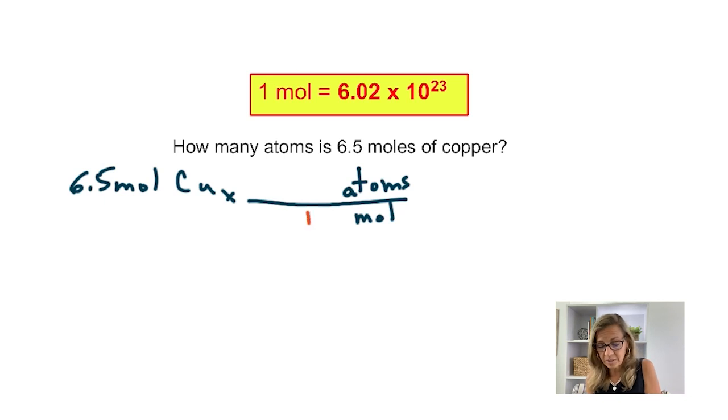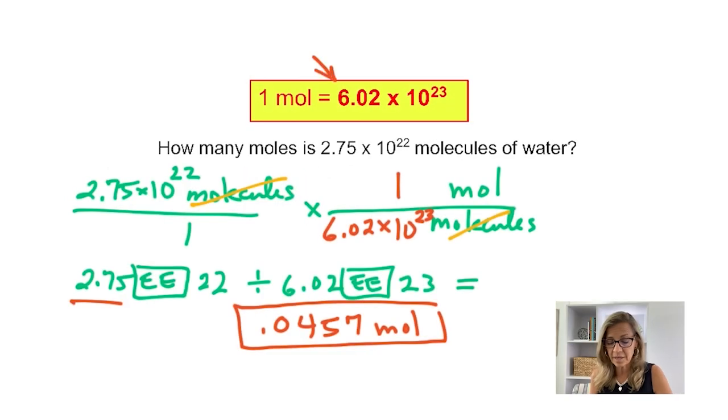The 1 always goes with the mole, and the 6.02 times 10 to the 23rd always goes with the atom. What you need is this equality right here, and that is going to give you the two ratios that you need to convert.